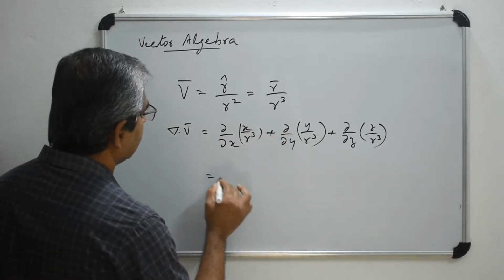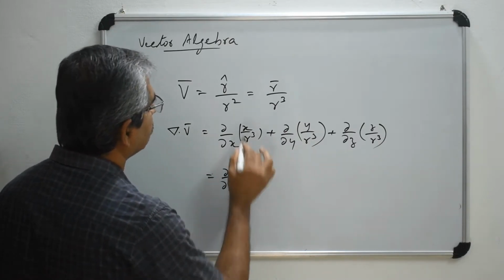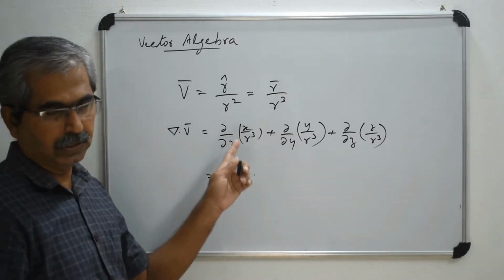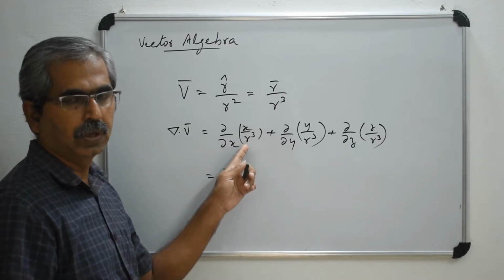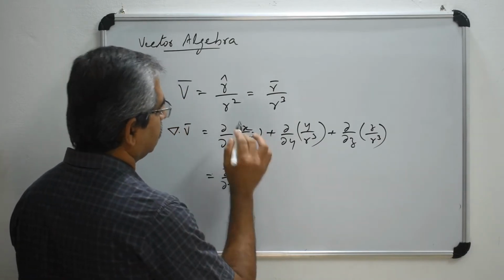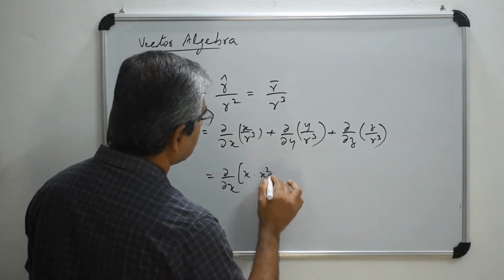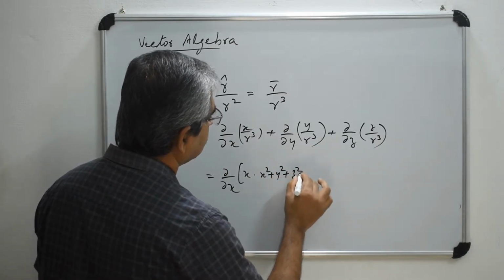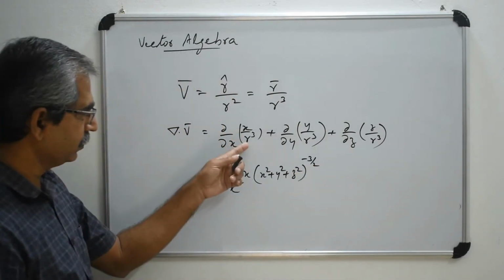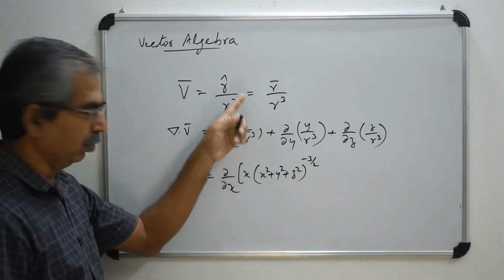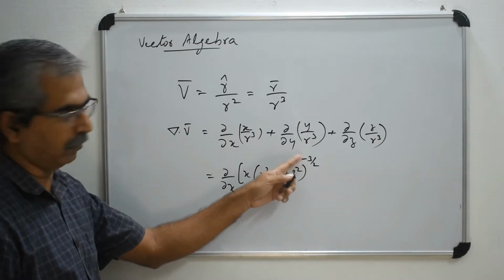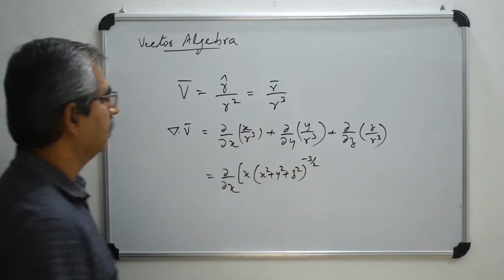Okay. So this can be written as dou by dou x of x into, what is r? r is the modulus, that is square root of x square plus y square plus z square, isn't it? So this r cube in the denominator can be written as x square plus y square plus z square raised to minus 3 by 2. Take this to the numerator, and r is the square root, that is x square plus y square plus z square raised to half. Then raised to 3, so minus 3 by 2.